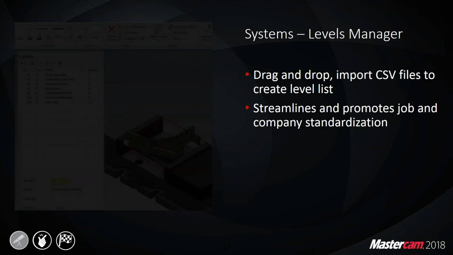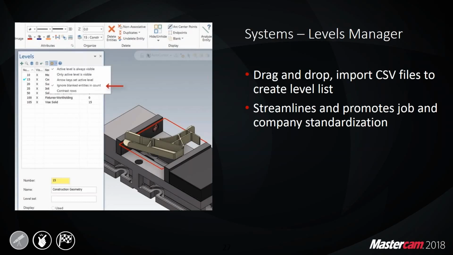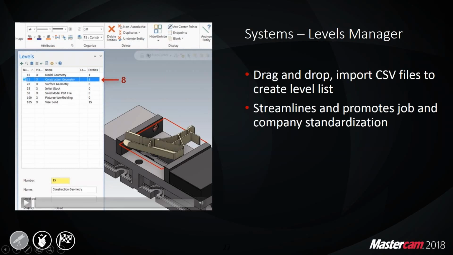So if you get that sort of standardization, then if you open up another programmer's file or a file that you worked on months ago, it'll be easy for you to navigate what material is on what level in the particular file. And it's just as simple as taking that CSV file and then dragging and dropping it into that levels area on the screen there.